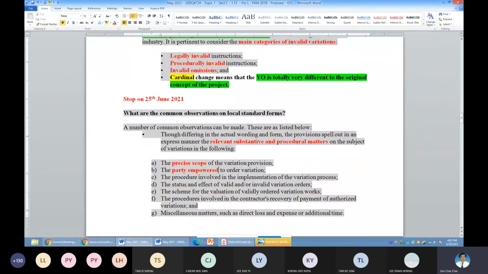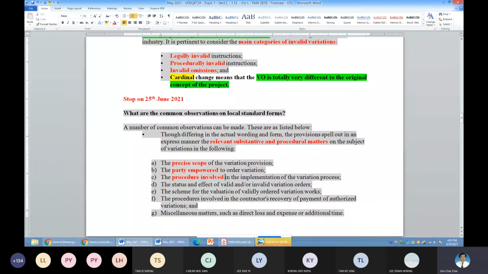And then what are the steps involved? If a VO were to be valid, what are the steps involved to ensure that the VO is valid? For example, in your PAM, for VO to be valid, it must be in writing by the architect. So it must be an instruction in writing by the architect. And the instruction is called architect's instruction. And these are the procedures.